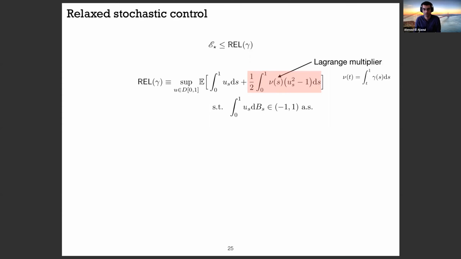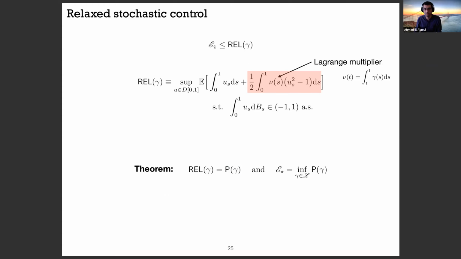Now, E star is, of course, no larger than this relaxation. Because if you just force the second moment of u to be 1, then this term will vanish. If you put in the expectation, this term will vanish, and that will give you something that is no larger than the supremum. So the main theorem here is that this relaxation that depends on gamma is the Parisi formula. So this thing that is describing the algorithm turns out to actually be the Parisi formula, for any gamma.